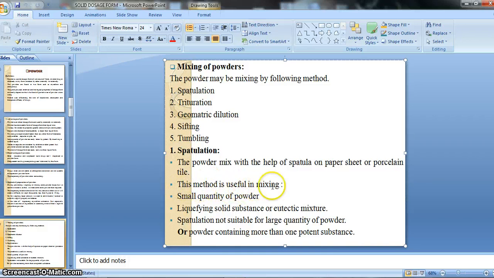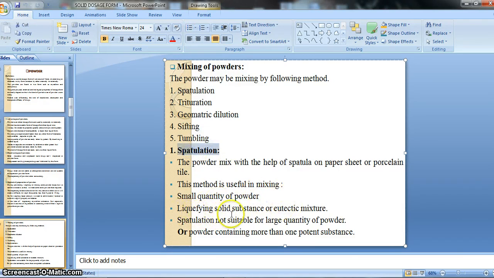This method is useful in mixing a small quantity of powder. Whenever we need to prepare a small quantity of powder, generally the spatulation method of mixing is suggested or referred to.